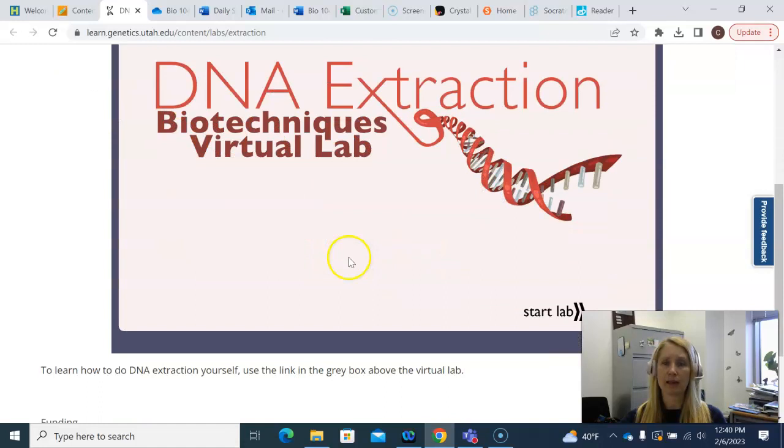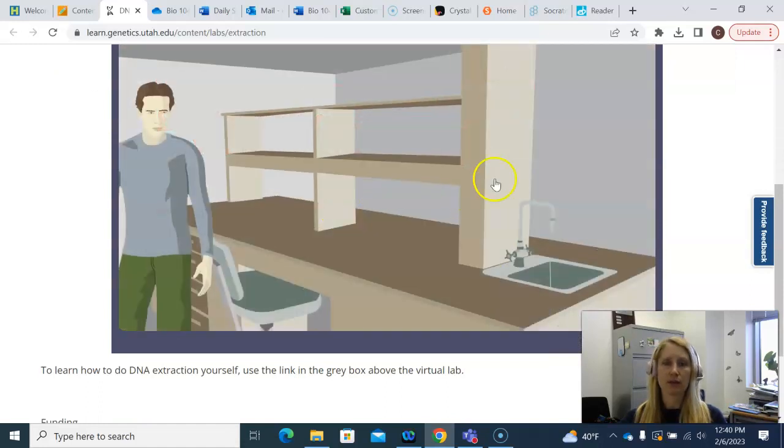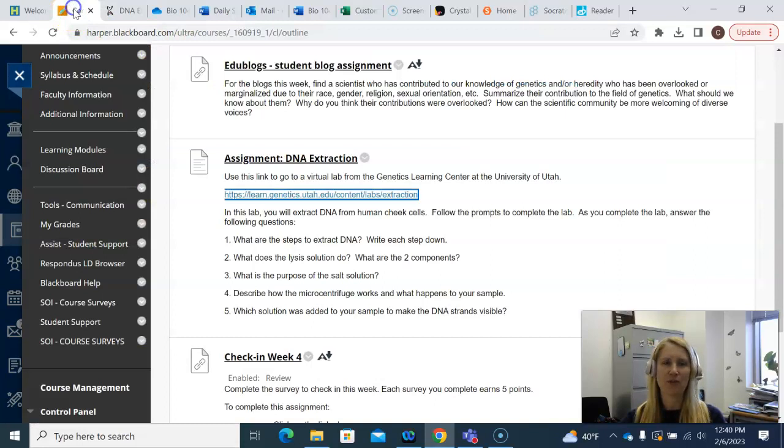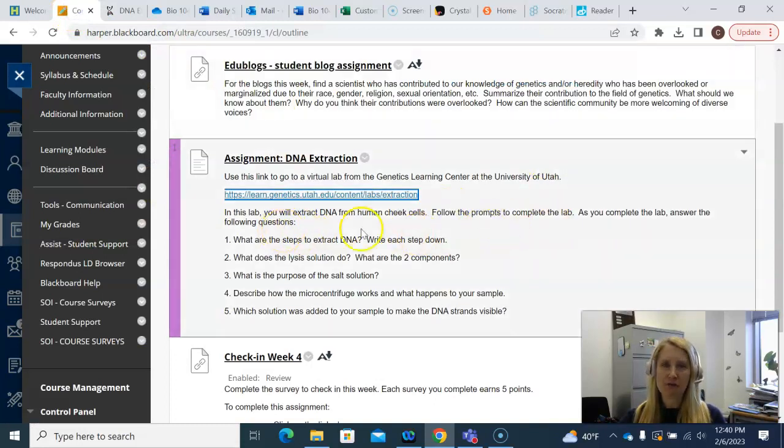Again, this is like a virtual lab, and you just click through it and it'll tell you what to do. There are some kind of silly sound effects that it makes as you go through. I will warn you of that. But as you're going through, have these questions ready and by your side so that you can write the answers down. Then you can respond to these question prompts for the activity this week. So it's a little bit different.